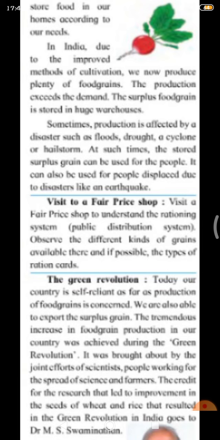Today, our country is self-reliant as far as production of food grains is concerned. We are also able to export the surplus grain. The tremendous increase in the food grain production in our country was achieved during the Green Revolution, and it was brought about by the joint efforts of scientists, people working for the spread of science, and farmers. The credit for the research that led to improvement in the seeds of the wheat and rice that resulted in the green revolution in India goes to Dr. M.S. Swaminathan.